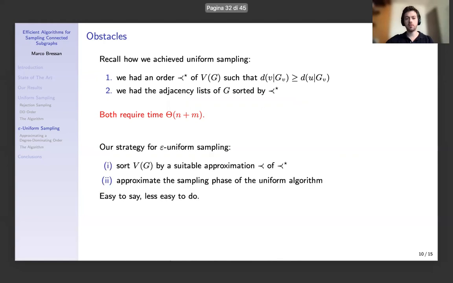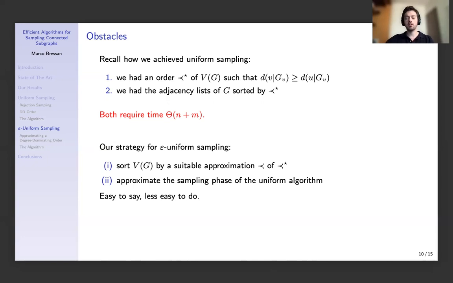So the strategy for epsilon uniform sampling is that we will sort the vertices of G only, and not the edges of G, by a suitable approximation of the degree dominating order. And then using this suitable approximation, we will approximate the sampling phase of the uniform algorithm, which means that we try to mimic that phase as closely as possible in order to make the same decisions as the uniform algorithm in its sampling phase.